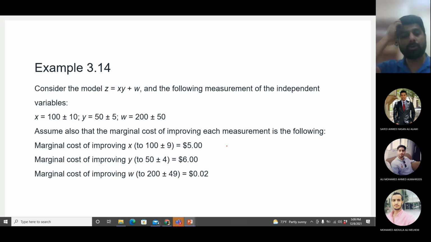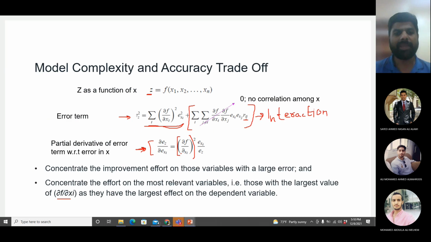The marginal cost: if you want to improve the measurement of X by, for example, 1 unit in accuracy, it will cost you an extra $5. If you want to improve 1 unit in the accuracy of Y, it will cost you $6 extra. If you want to improve the accuracy of W, it will cost you 22 cents extra. So for each case, the measurement error is given and so on.